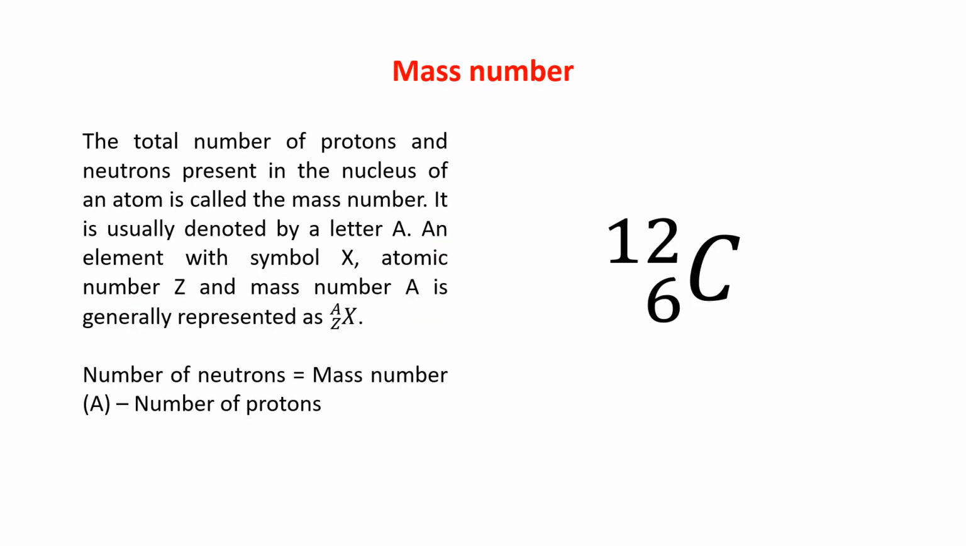Mass number. The total number of protons and neutrons present in the nucleus of an atom is called mass number. It is usually denoted by the letter A. So, an element with symbol X, atomic number Z and mass number A is generally represented in this way: X, A, Z. The number of neutrons is equal to mass number A minus number of protons.